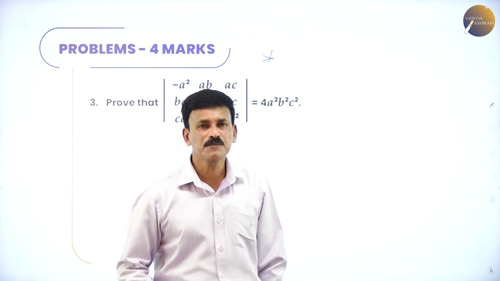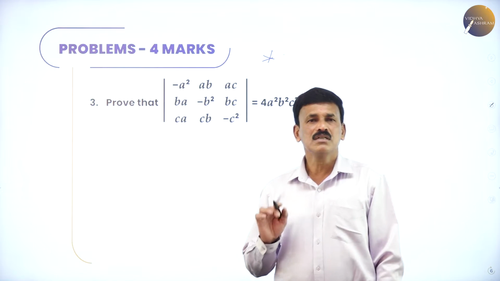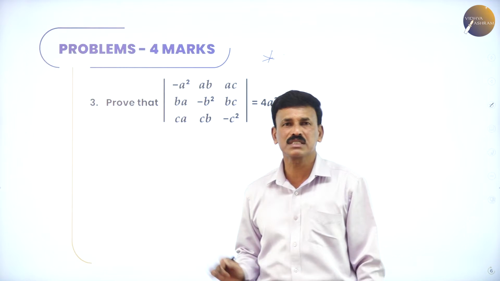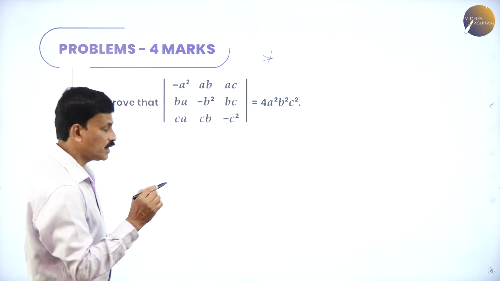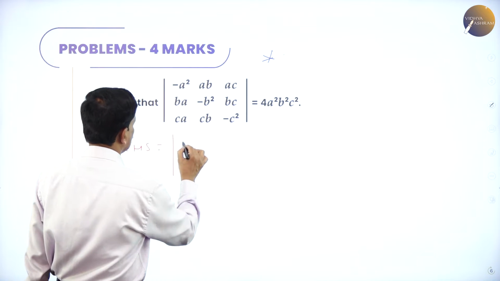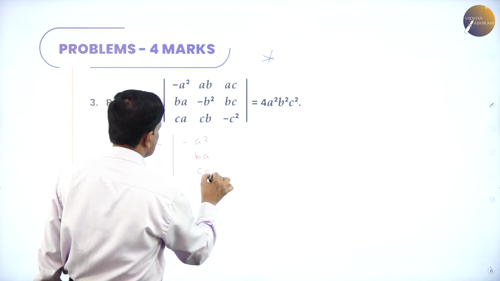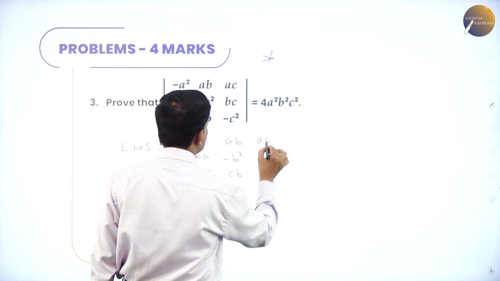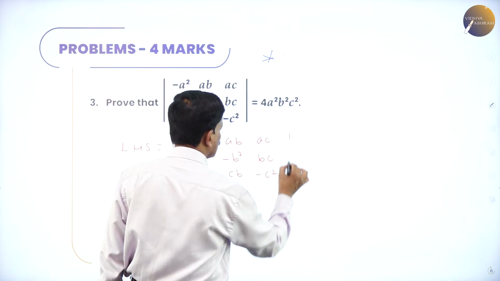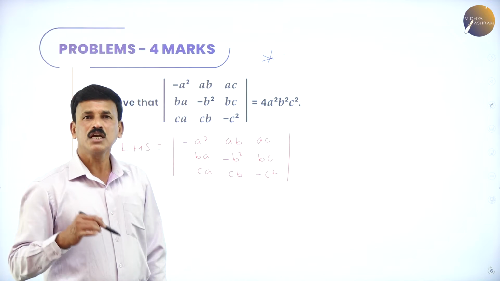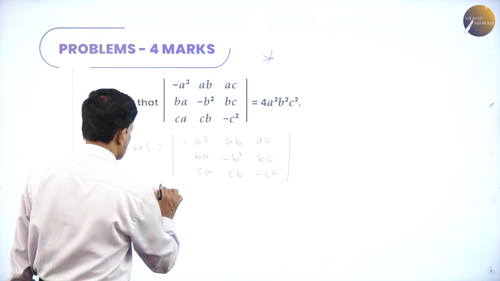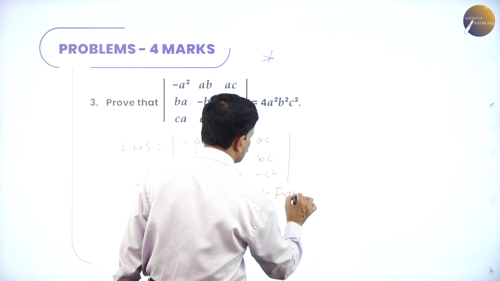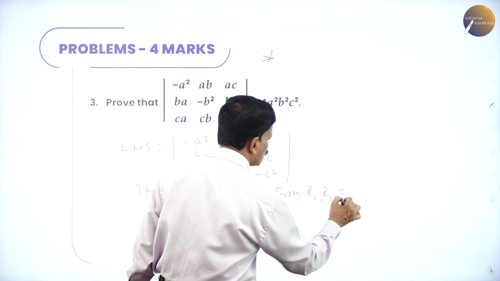Now just very simple here, let us take the common factors from all R1, R2, R3 and again from C1, C2, C3, simplify, you will get the answer. That's it. Okay, now let us take LHS. Now let me write LHS: rows (minus a square, ba, ca), (a into b, minus b square, cb), (a into c, bc, minus c square). Okay, this is LHS. Now taking a, b, c out from R1, R2 and R3.